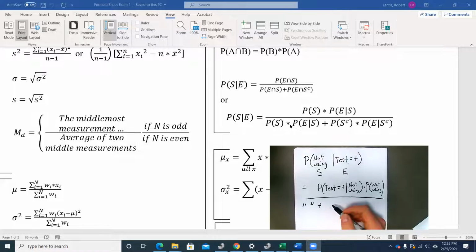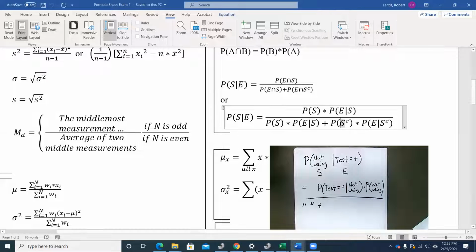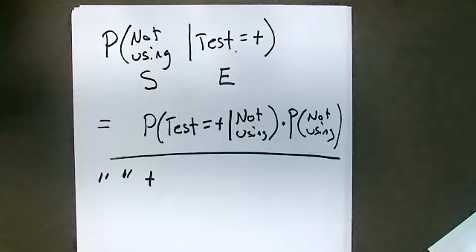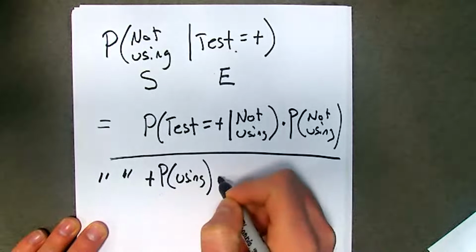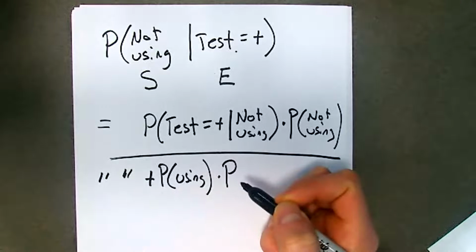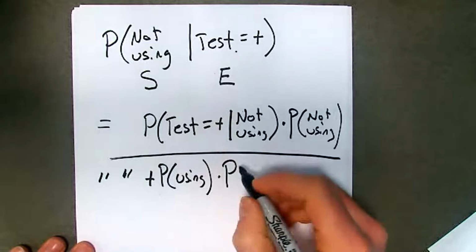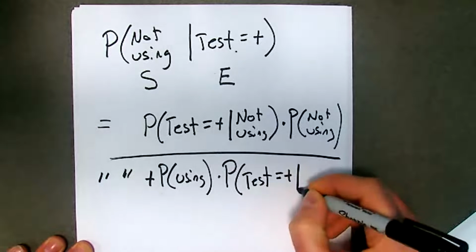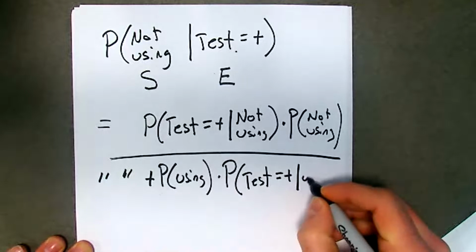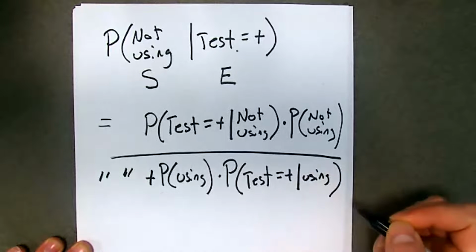So the second part is the probability of S complement, right? If our S was that they're not using, what would S complement be? They are using, right? So S complement is that they are using. And then it was times the probability of E given S complement. Well, our E was that the test comes back positive. Our S complement, we just said, was that they were using. Okay?